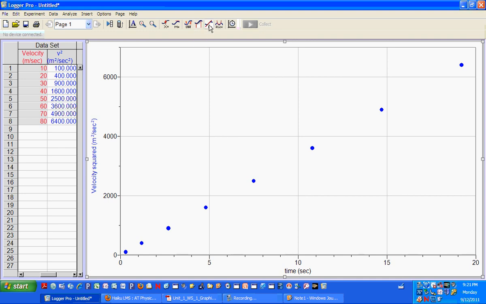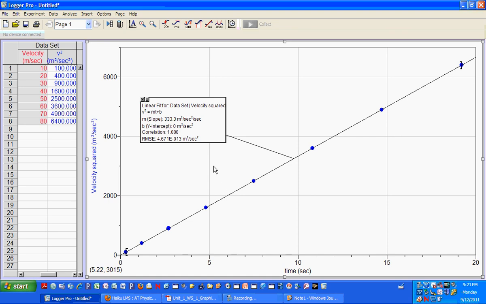Let's see how nice a straight line it is. It's got a correlation of 1, which is great. So there we go. I got an excellent correlation, a nice straight line. I can see it fits through every point. Now I'm ready to go ahead and write the equation for my line.